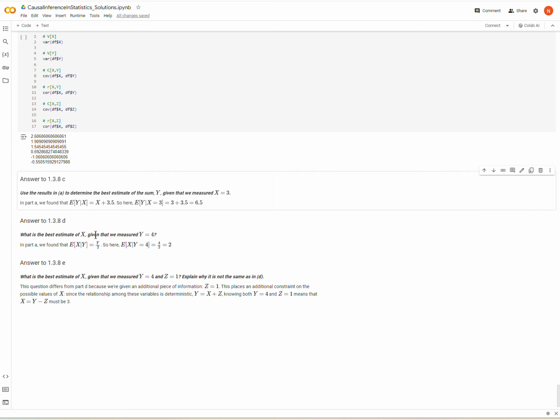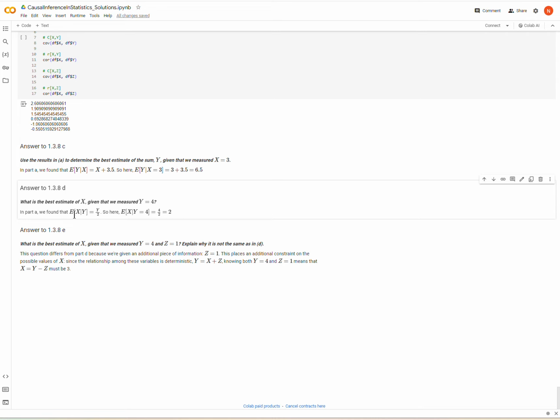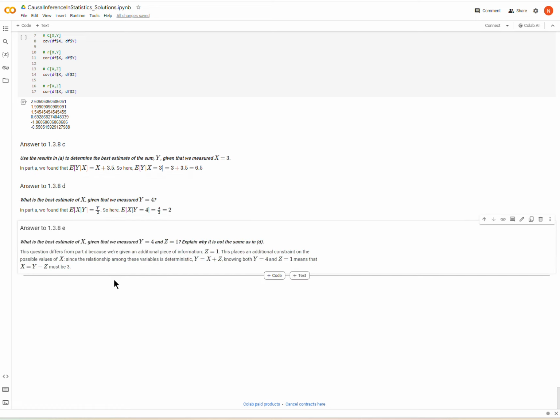Now for part D: what's the best estimate for x given that we measured y to be 4? We went through this above, and we found that the expected value of x given y is y divided by 2. So here, if y equals 4, then 4 divided by 2 is 2. That would be our best guess, our expected value for x when we see that y equals 4.